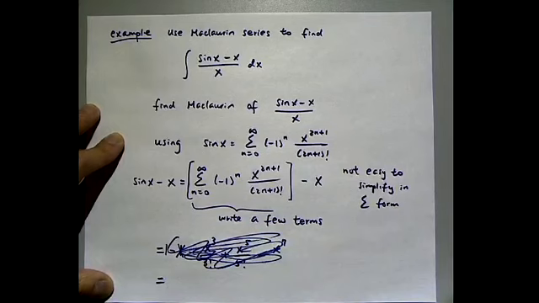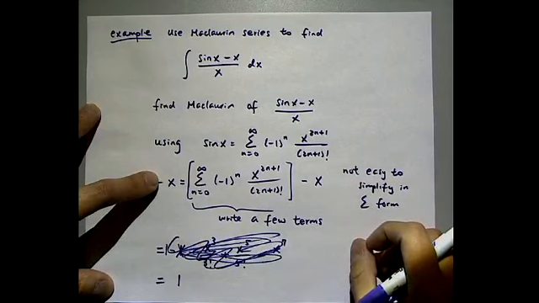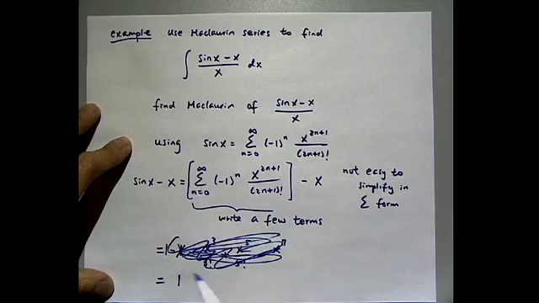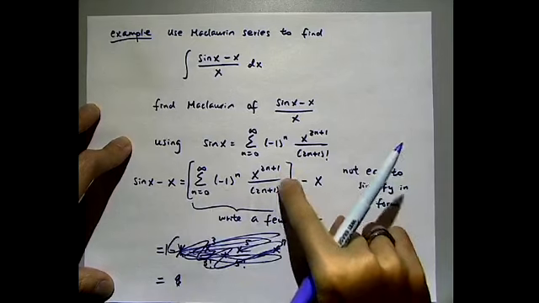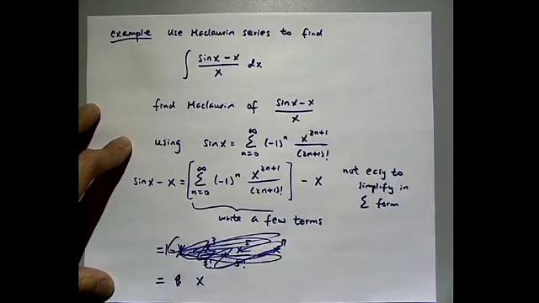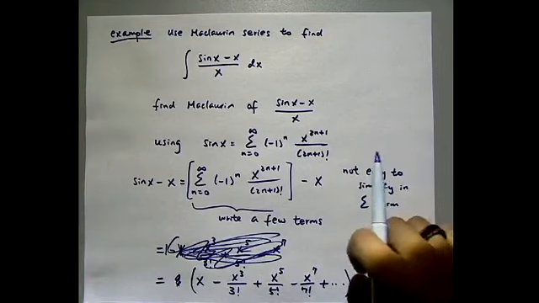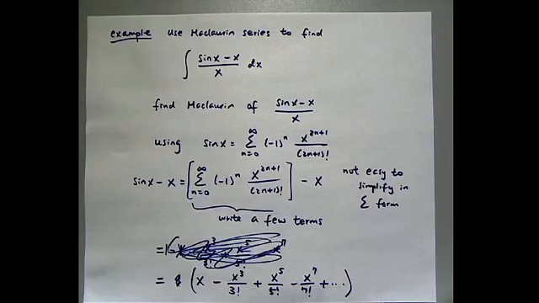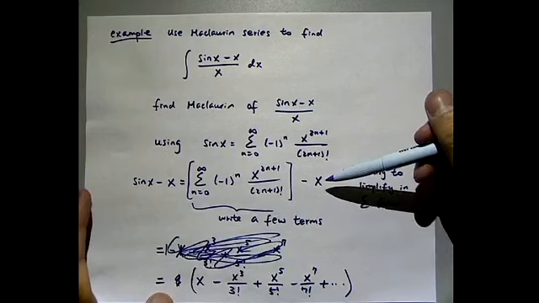Okay, let's start with 0. When n is 0, I get positive x, right? Positive x. When n is 1, I get negative x cubed over 3 factorial. When n is 2, and all these dots. So this is the summation stuff. The summation turned into this thing right here. And then I'm subtracting an x.